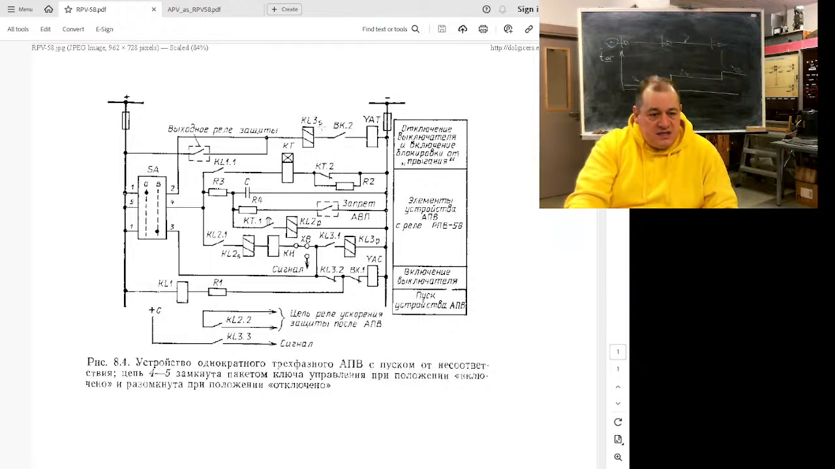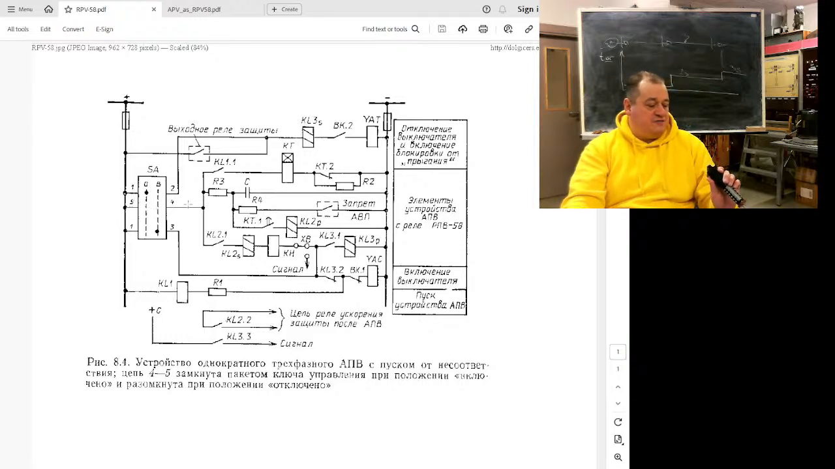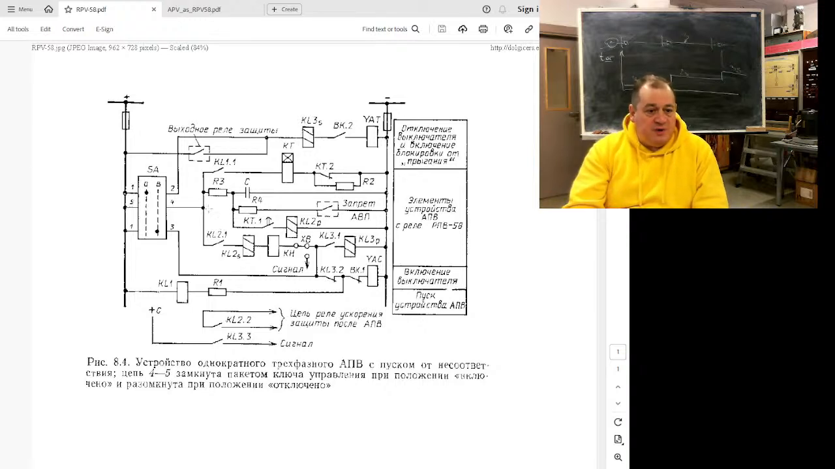I will explain why this relay works. So if the switch is in the operate position and a signal from protection comes, what will happen? This 5-4 circuit is closed when the switch is in vertical position. The line should be on, but it is off. What will happen?